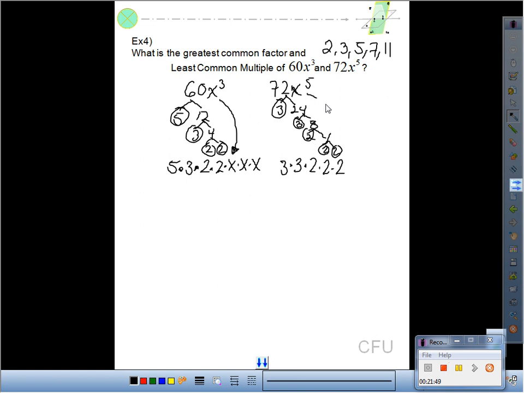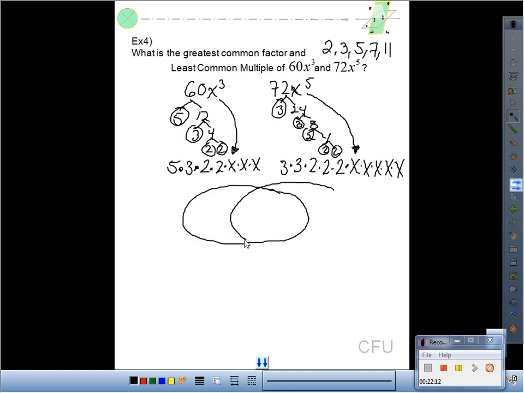Tell your neighbor what to write for x to the 5th right here. That is correct. x times x times x times x times x. All right. Is everybody following up to right there? Pretty good? Okay. Let's open a Venn diagram. 1 potato, 2 potatoes. This one is for 60x cubed, and this one for 72x to the 5th.